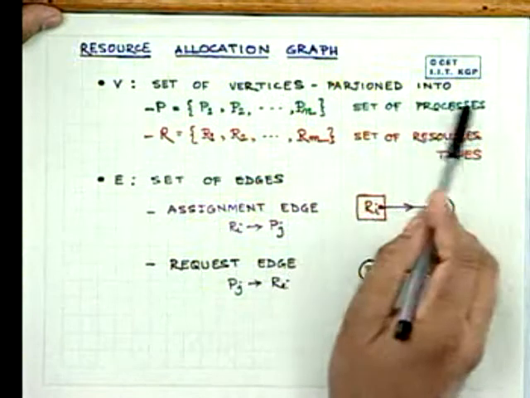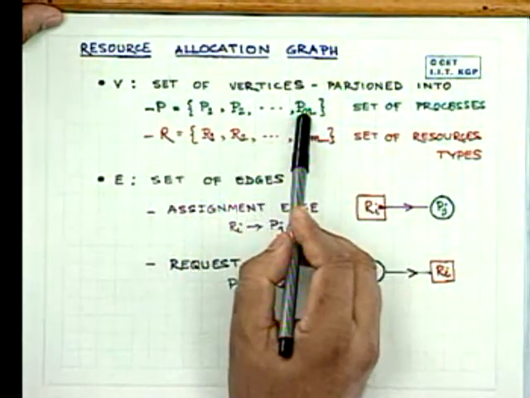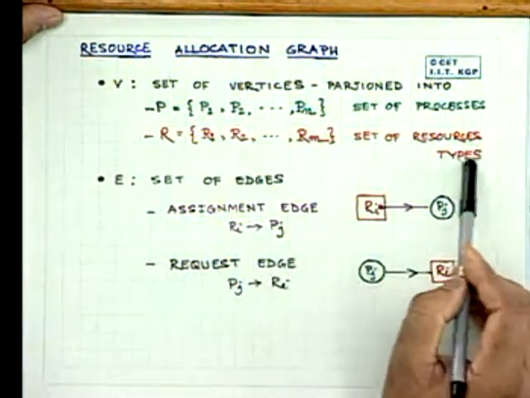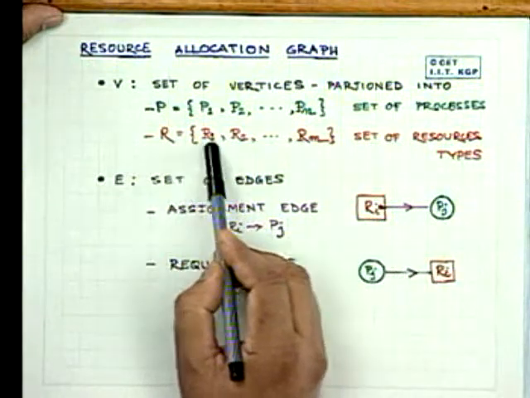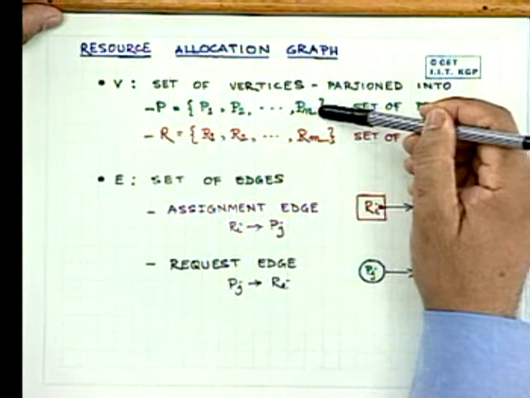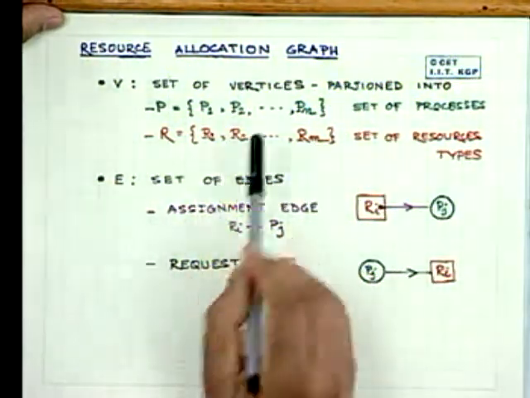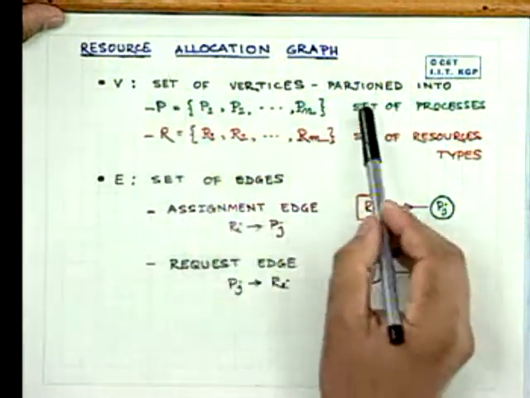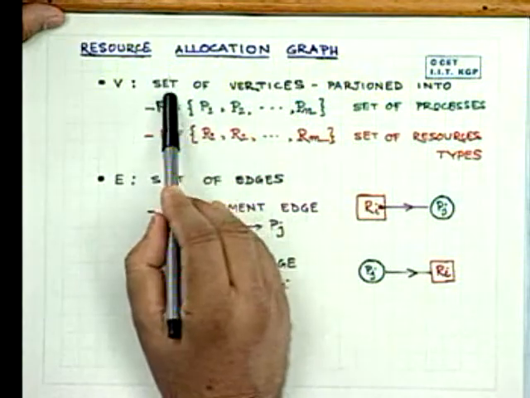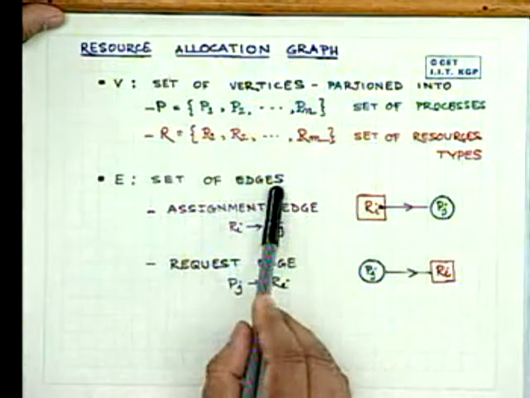The set of processes, say P, is P1, P2 to Pn. Say n processes are there. The set of resource types is R1, R2 to Rm. Therefore, n processes are there and m resource types are there. That set P and set R together constitute the set of vertices. Now E is a set of edges.